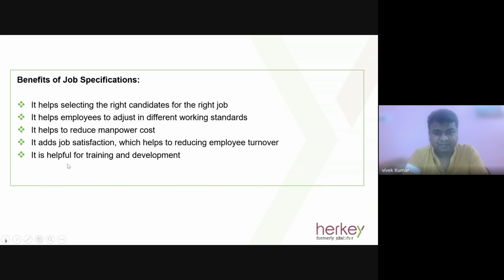So yeah, and a very important thing, it is helpful for training and development. See, there's always a transition, right? If you are being hired by some other company, the companies also don't expect you to know everything, especially if they're hiring you for a position which is probably higher than where you're working now.